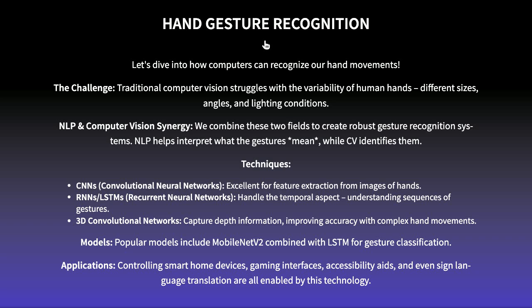We use CNNs to analyze the images of our hands and extract important features. Then recurrent neural networks help us understand the sequence of movements, because gestures often happen in a specific order. Models like MobileNetV2 with LSTMs are commonly used for this task. Ultimately, hand gesture recognition is powering some really cool things, from controlling your smart home to creating more intuitive gaming experiences and even helping people who use sign language.